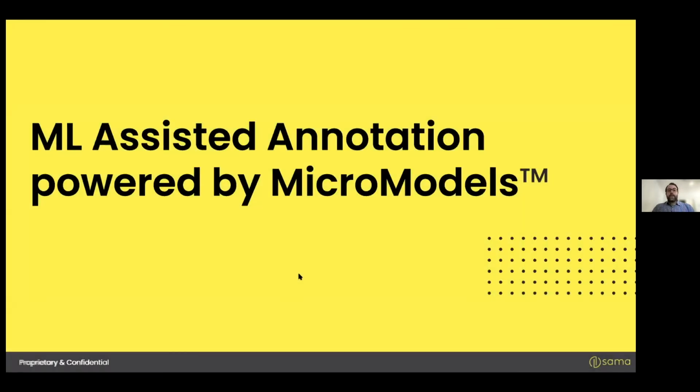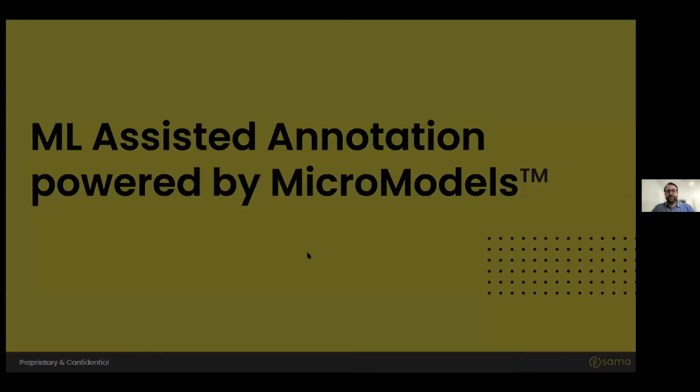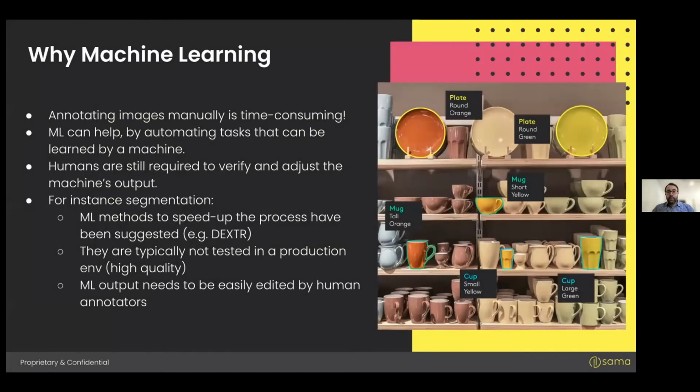So within that data annotation space, there is a role that machine learning can play, and I'm happy to be presenting today on Sama's MicroModel approach to ML-assisted annotation. So first, let's talk about why machine learning. The reality is that annotating images, particularly at high quality, is very time consuming. And the reality is that ML can help.